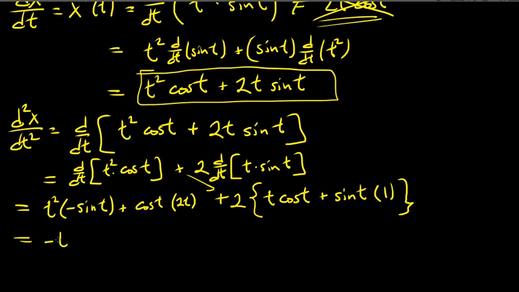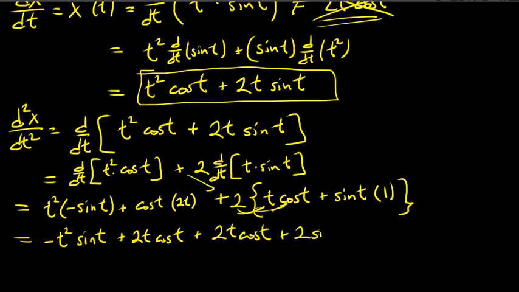So we get, let's see, negative t squared times sine of t plus 2t times the cosine of t plus another 2t times cosine t, right? Sorry, we're not distributing, just 2t cosine t. And then plus 2 times the sine of t, right, times 1. And I think we're almost done.